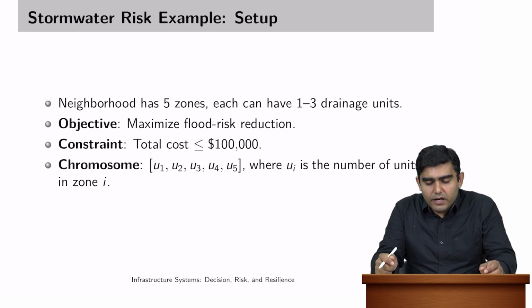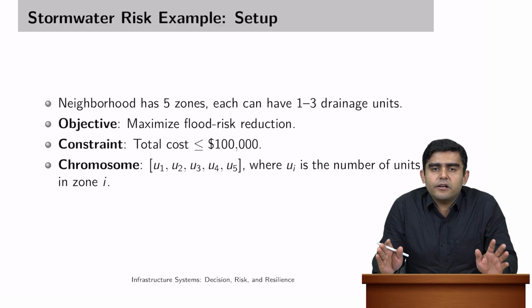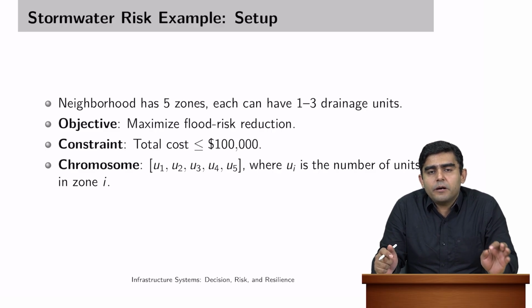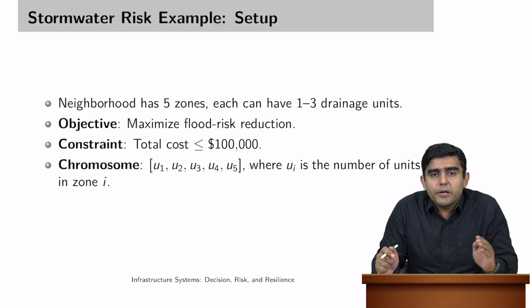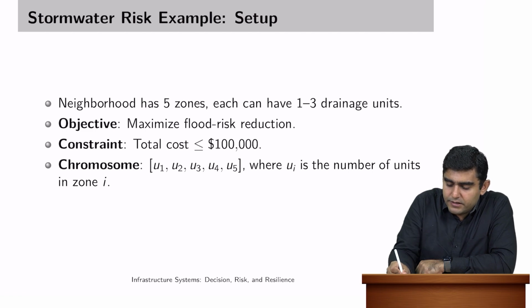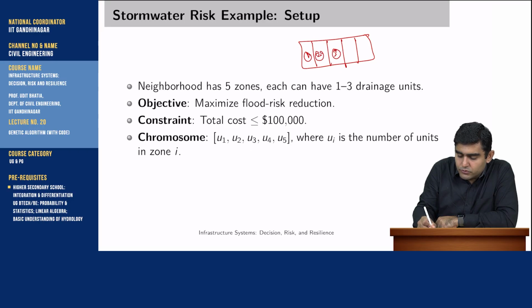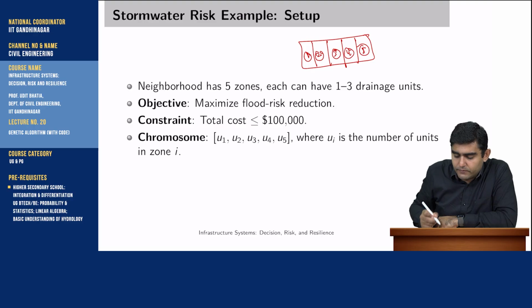Now let us look into one specific final example to get a greater understanding of genetic algorithm when applied to a real infrastructure problem, where we would only be able to measure relative fitness rather than absolute fitness, as in the previous example of f(x) equal to x square. The problem here is simple: we have 5 zones in the city. So this is zone 1, zone 2, zone 3, zone 4, zone 5.